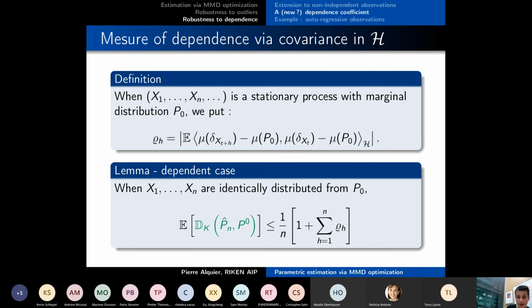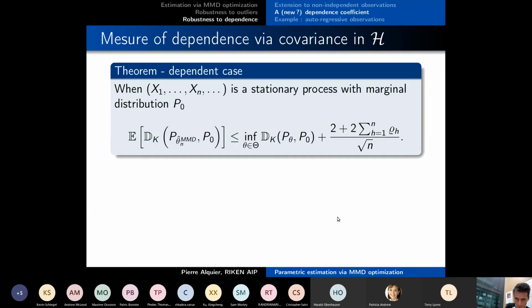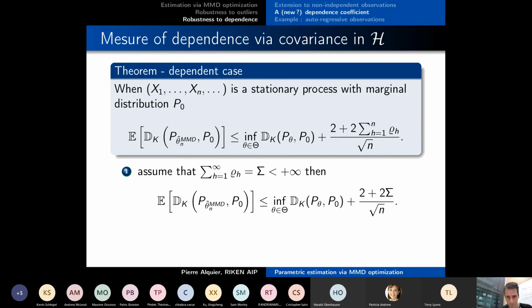So the simplest way to write that is to summarize the previous calculation by saying that, when you write rho_h as the absolute value of the expectation of the covariance in the Hilbert space, the rate of convergence is 1/n times 1 plus the sum of the rho_h ranging from 1 to n. So you obtain exactly the same result as before, but this time the rate is replaced by 2 plus 2 times the sum of the covariances over the square root of n. Of course, you recover the independent case by taking rho_h equal to 0.